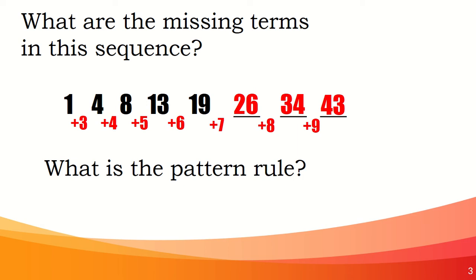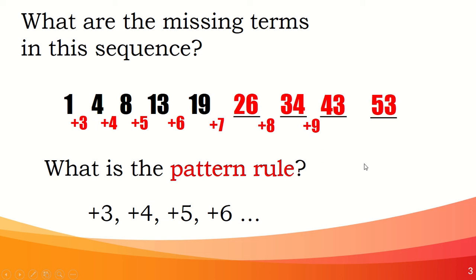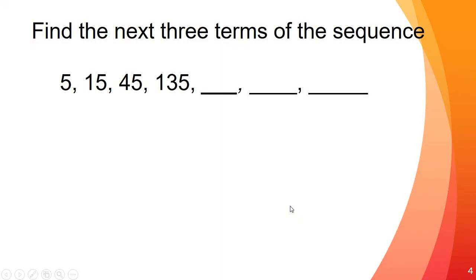So what is the pattern rule? Pattern rule is plus 3, plus 4, plus 5, plus 6, and the three dots mean continuously. So if we will get the next term, since plus 9 tayo, kasunod plus 10, you will have 53. Let's have another example.